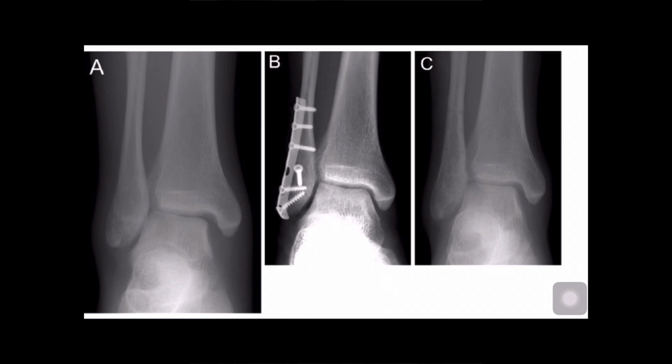So what will we do in such a case? In such a case, we have to clear up the medial gutter. Number one, we have to open up the medial gutter, clear it up, and repair it with the help of a suture anchor. Let's look at the next case.